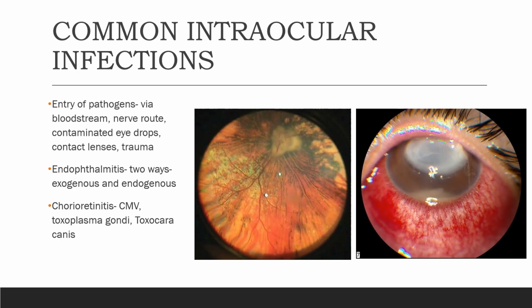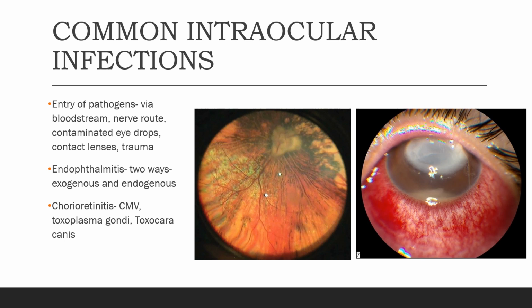Next, we'll be looking into the common intraocular infections. Before that, we'll be looking into the pathogenesis. So how does this intraocular infection occur? The entry of the pathogens would be via the bloodstream, the nerve root, contaminated eye drops, contact lenses, or it can be due to trauma.